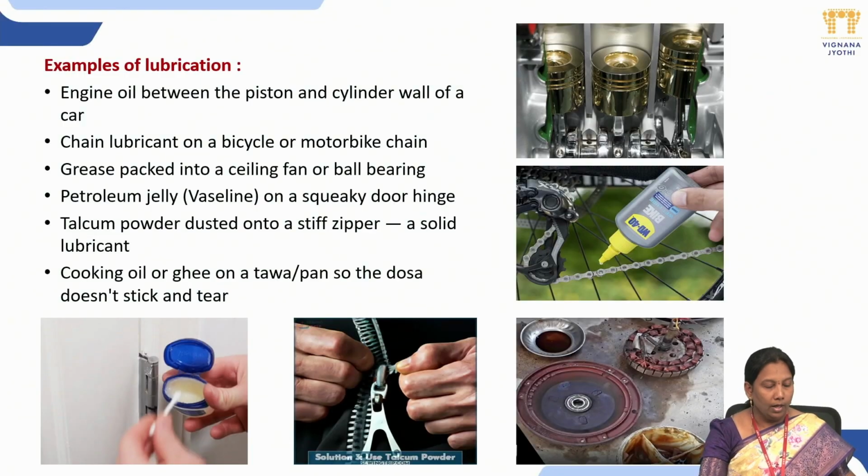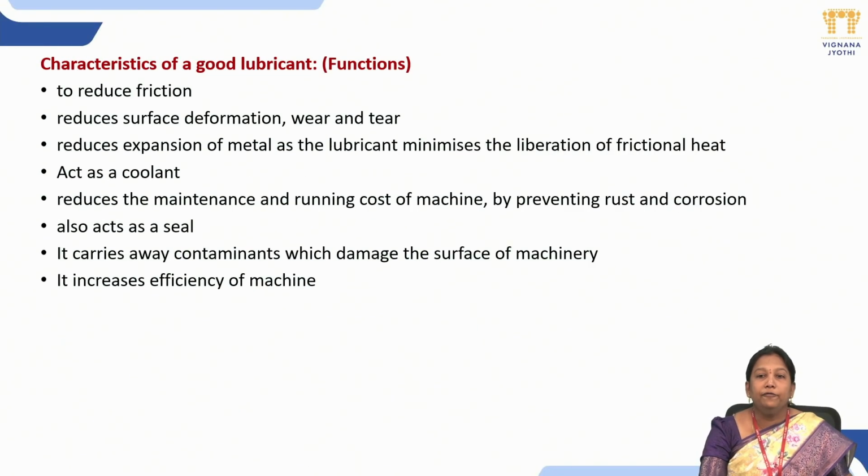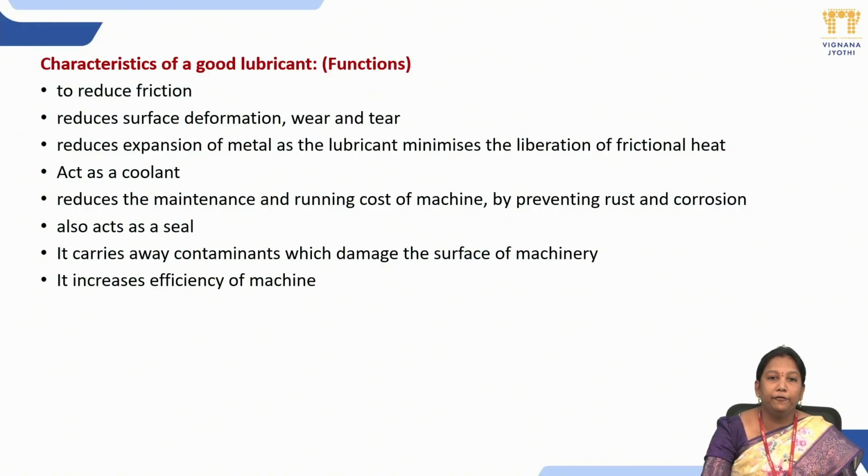And not only reducing the friction, a lubricant helps in different functions. So let us see the important characteristics of a good lubricant. So the first and primary function of a good lubricant is to reduce the friction when there is movement between two metallic parts. It also helps to reduce surface deformation, wear and tear of the machine.